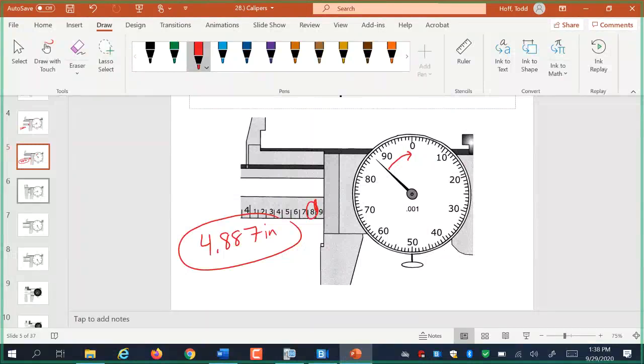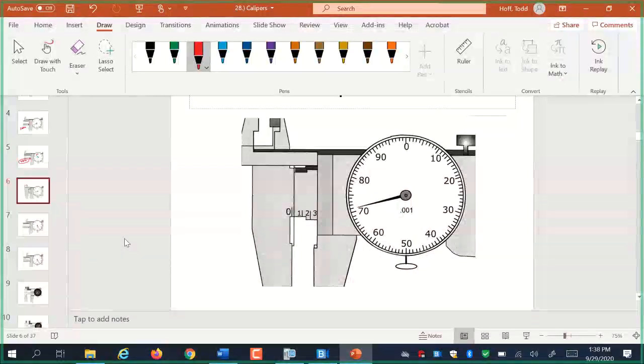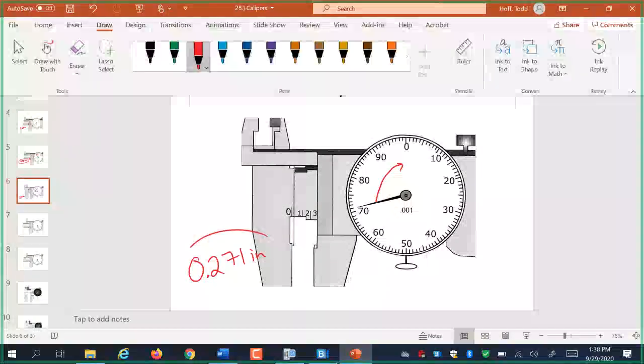This one has a similar issue. Go ahead and read that one for me. How many whole inches? 0. How many tenths? Be careful with this one. 2. Perfect. Yeah, we see the 3 there, but we can see that we're not quite back to 0 yet, so we're not quite to the 3. Then on the dial? 71. Good. So 0.271 inches is what that reads.